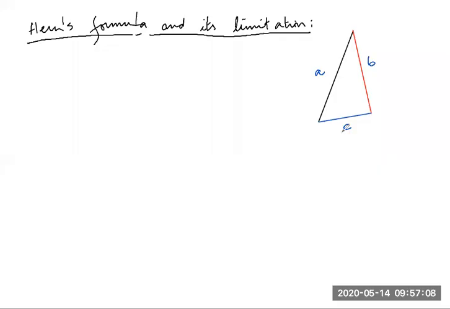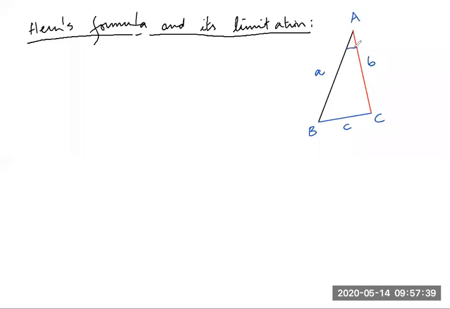Yes, good morning, students. Today, let's talk about Heron's formula and its limitations. Let's imagine we have a triangle ABC. It's a scalene triangle. None of the sides are equal. So I'm going to find out the area of this triangle.